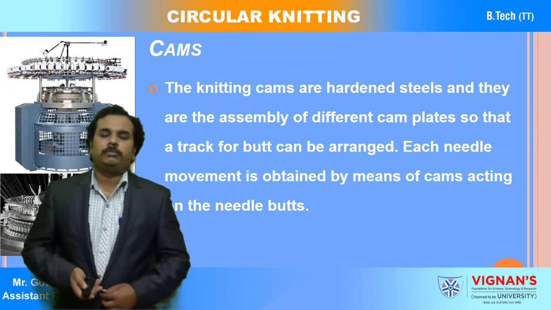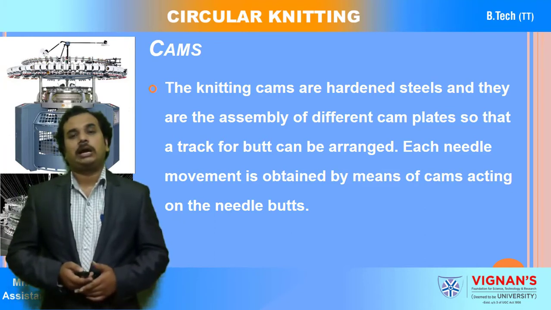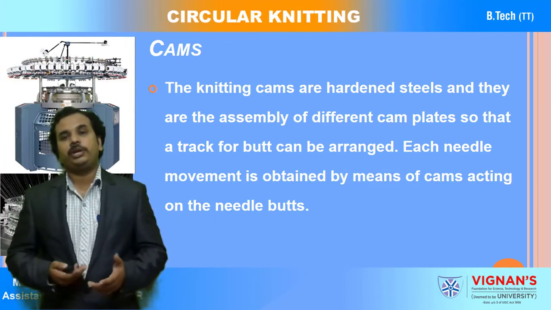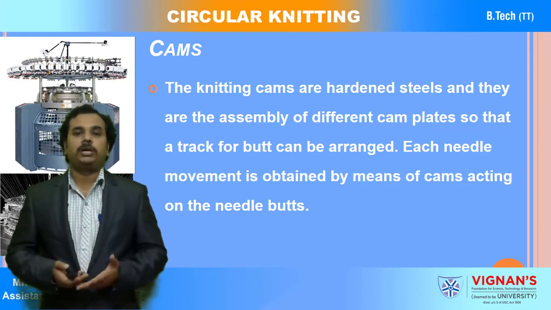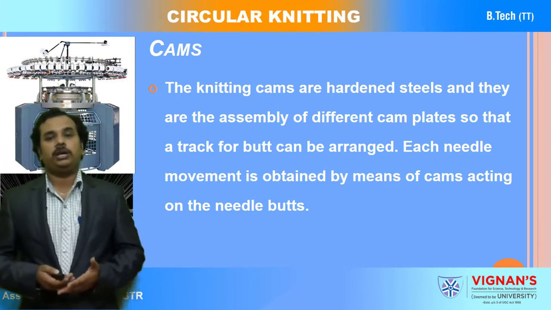Then the next element is cams. The knitting cams are made of harder steels and they are assembled on different cam plates so that the track for the butt can be arranged.